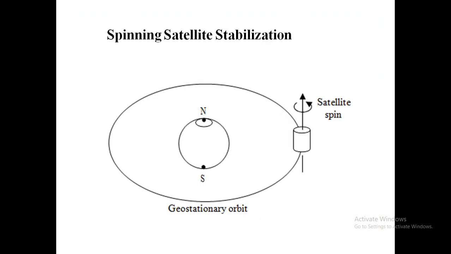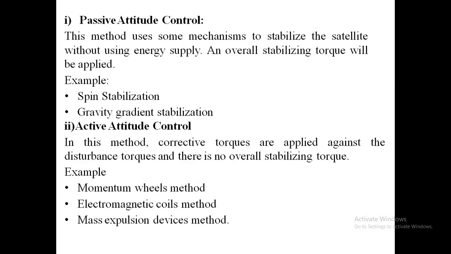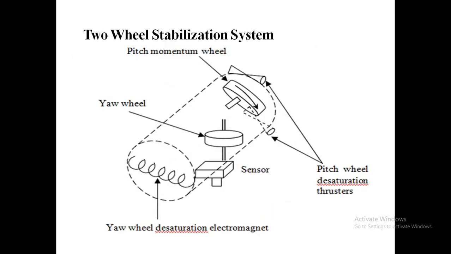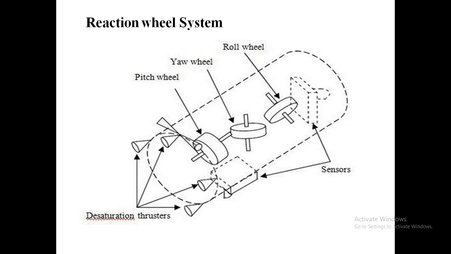Momentum wheel stabilization, which is an active attitude control method, comprises one wheel stabilization system, 2 wheel stabilization system as well as a reaction wheel system.